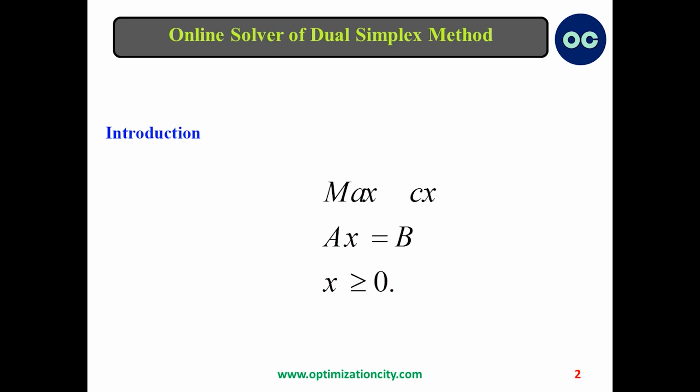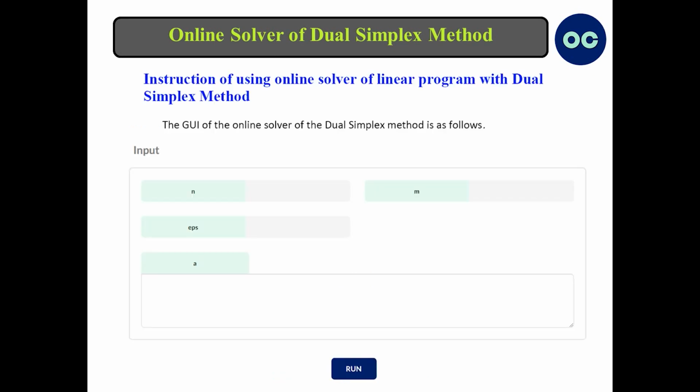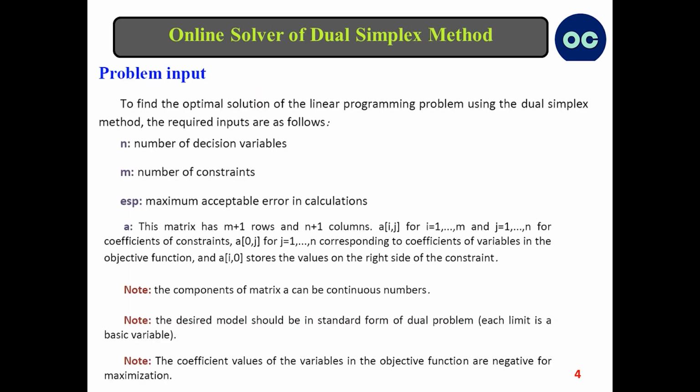In order to make solving the linear programming model simple, the Optimization City group has designed and developed an online solver for solving the linear programming problem. In the following, we will review how to use the online solver. This is the GUI of the online solver for the dual simplex method. The input data is as follows.